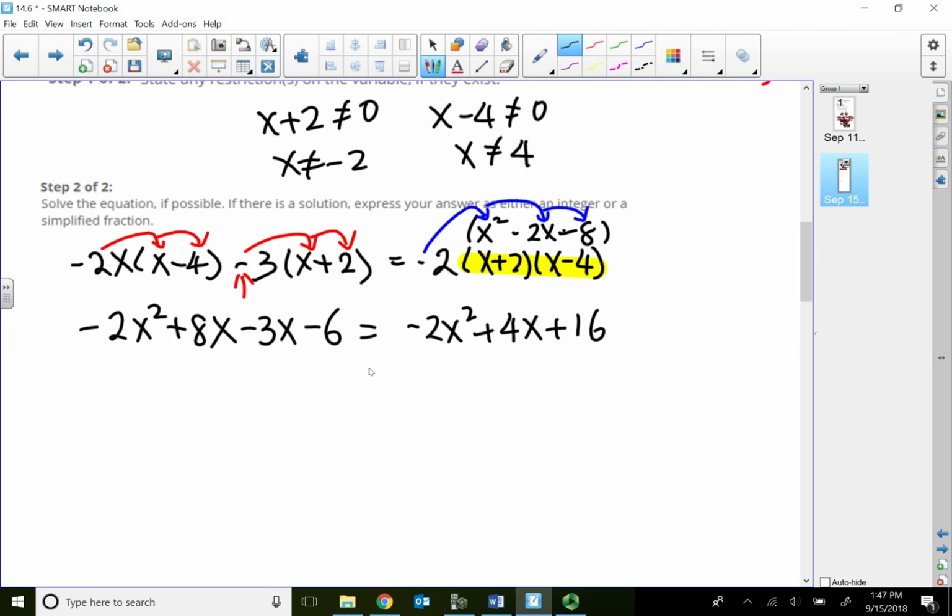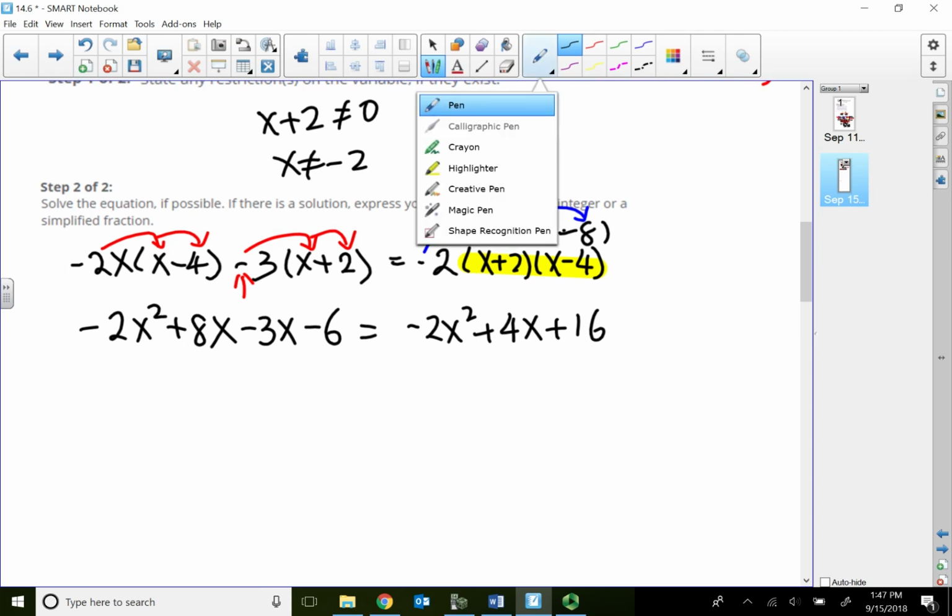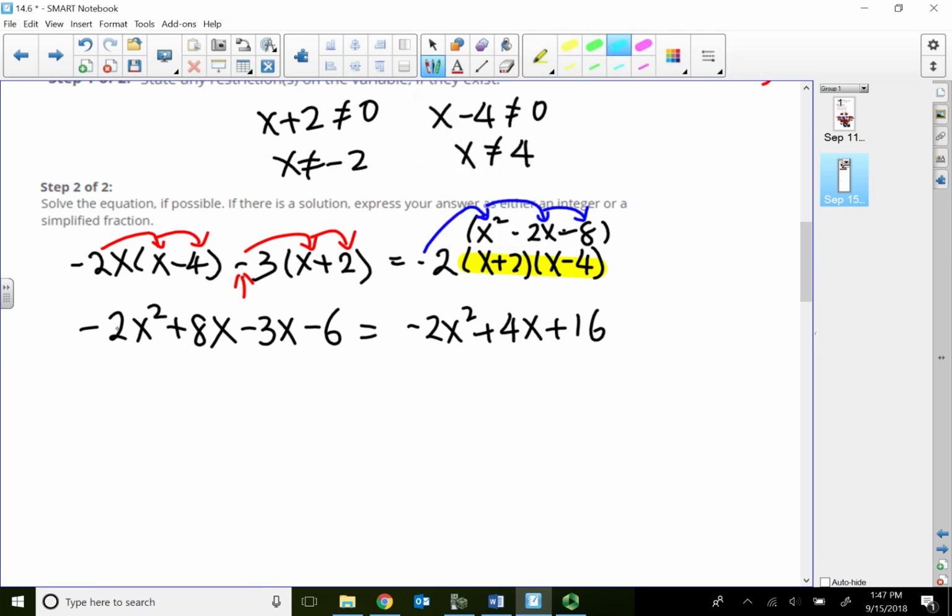Now this is an interesting one because we do see a negative 2x squared on the left and the same negative 2x squared on the right. So those two automatically cancel each other out. When the x squared canceled out, the only thing I'm left with is x to the first power, which tells me this is going to be a linear equation. So we will just solve this like a regular linear equation.